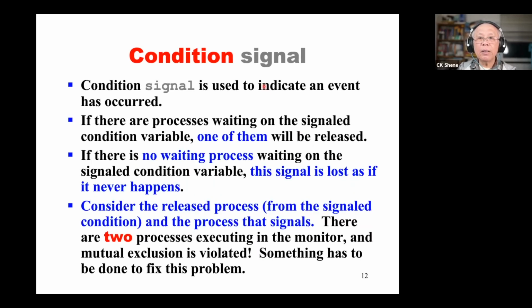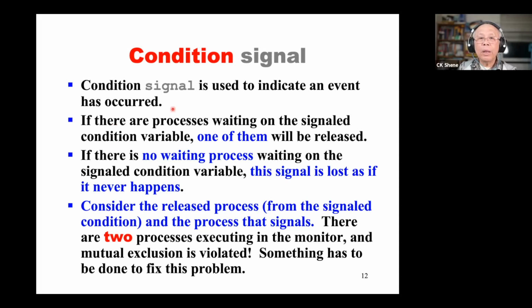The next thing is condition signal. So condition wait is used for a thread or a process to wait on an event. Remember, condition variables represent events. So if that event is not there, we execute a condition wait, representing I'm going to wait on that event. On the other hand, condition signal is used to indicate an event has happened.